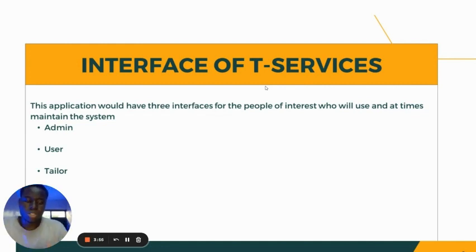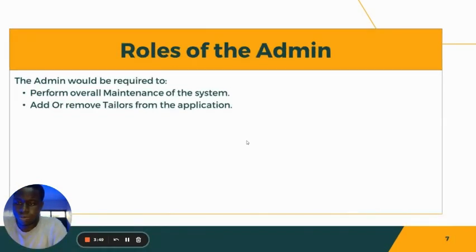First, we're going to discuss the role of the admin. The admin is required to perform overall maintenance of the system. So if there's a bug or any issue, network, server issue, and it could even be hardware, the admin is responsible for it.